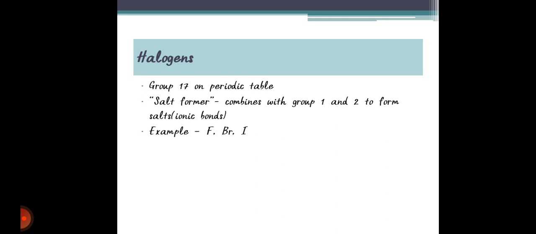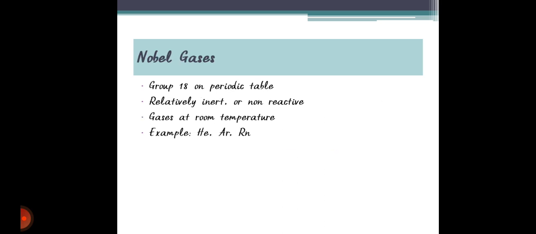Next, coming to halogens. Group 17 on the periodic table are called halogens. They are salt formers: they combine with groups 1 and 2 to form salts with ionic bonds, so they are called salt formers. Examples are fluorine, bromine, and iodine.